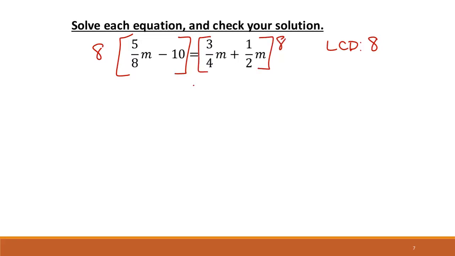When I multiply by 8 here, in this first term, the 8's will cancel, and I'll be left with 5m. In the second term, I'm going to have 8 times negative 10. So I'm going to get negative 80 equals. Here, the 4 and the 8 will reduce to 3 times 2. So I'll get 3 times 2 to give me 6m. And here, half of 8 is 4, so I get plus 4m.